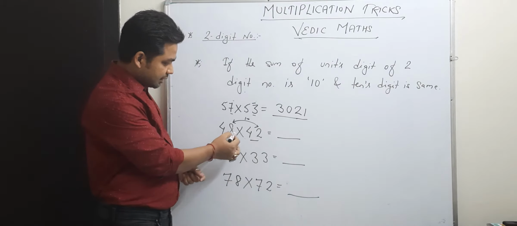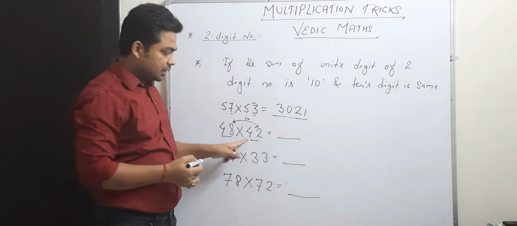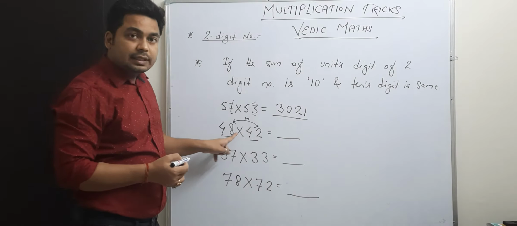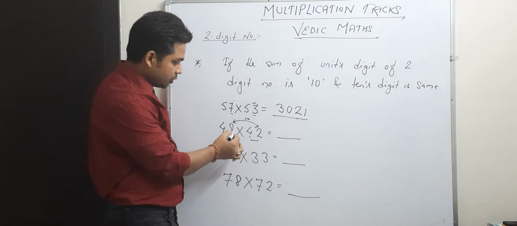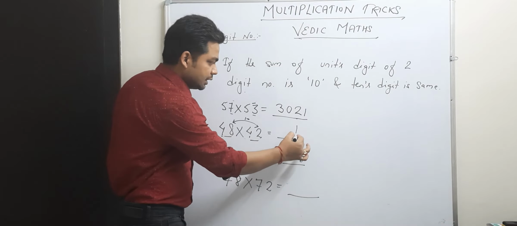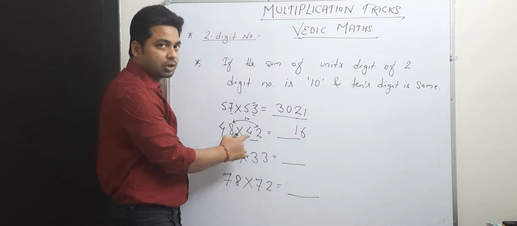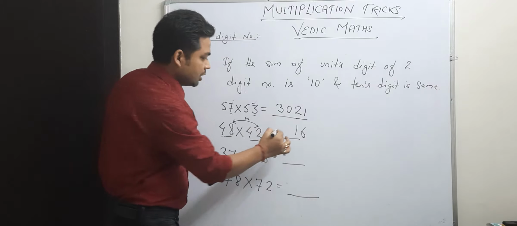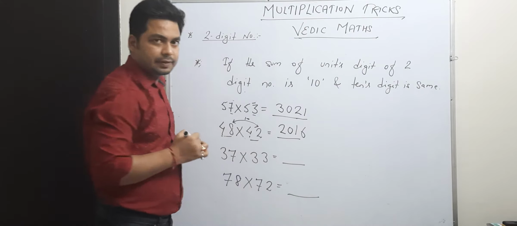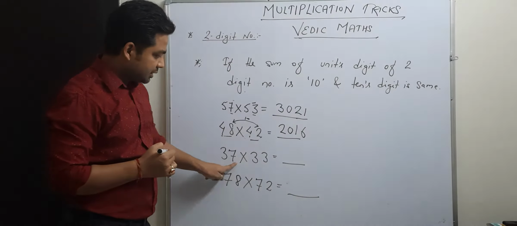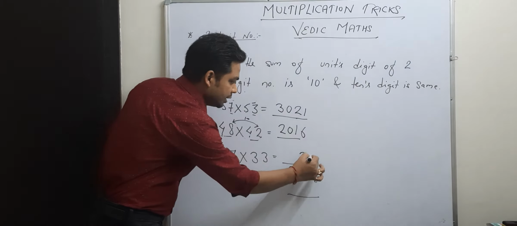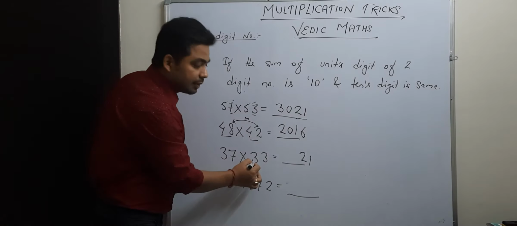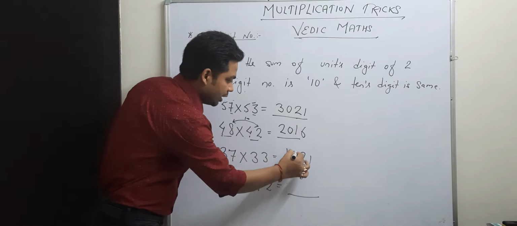We can see that the sum of the last two digits is 10 in this case also, and the tens digit is equal, that is 4. So you multiply 8 twos are 16, and multiply the tens digit 4 by its successor 5. 4 fives are 20. Then this will be the answer. In the earlier case, same: 7 threes are 21 and the successor of 3 is 4, so 3 fours are 12.